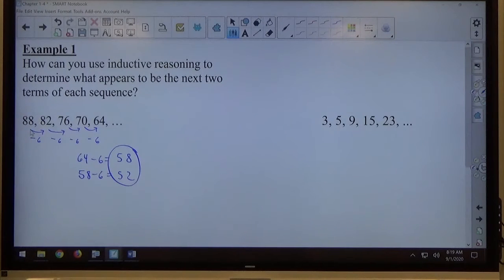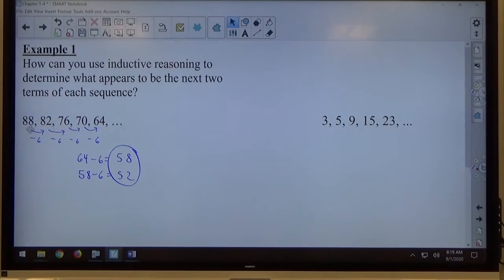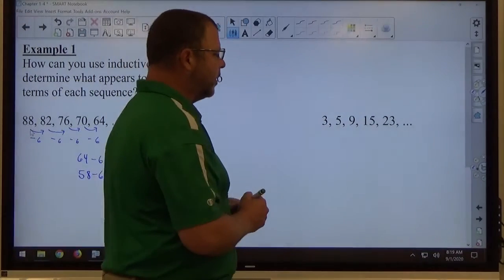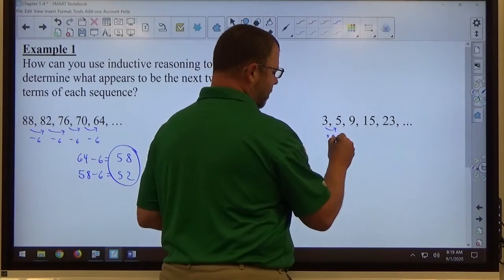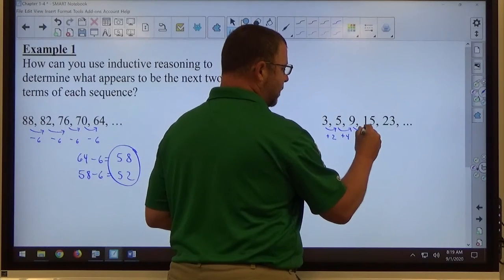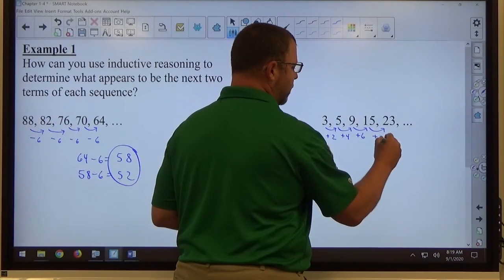You look at the second one, okay? Again, most basic observation of 3, 5, 9, 15, 23, it looks like it's getting bigger each time, right? Getting bigger typically involves either addition or multiplication, usually. So if we take a look at an addition possibility, 3 plus 2 makes 5. 5 plus 4 makes 9. 9 plus 6 makes 15. 15 plus 8 makes 23.